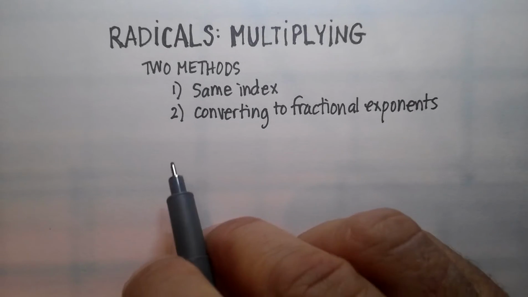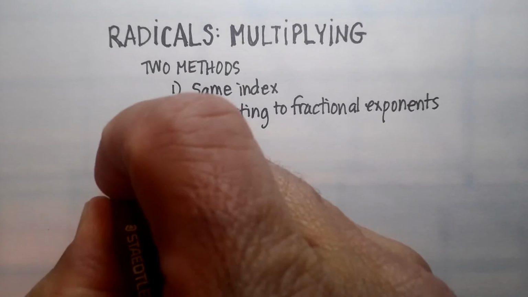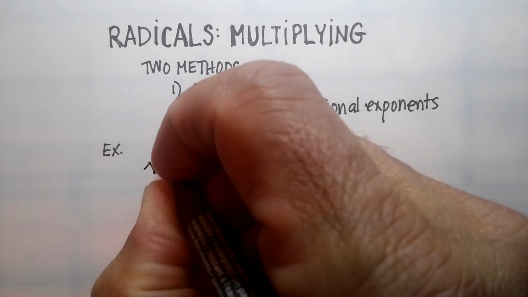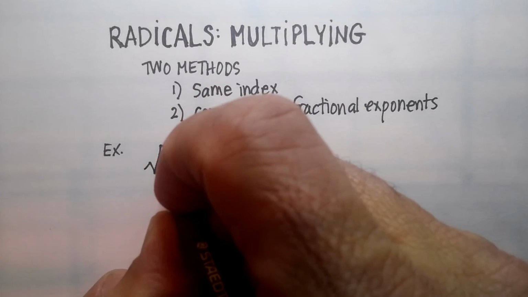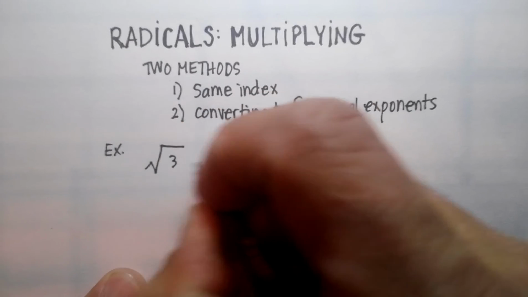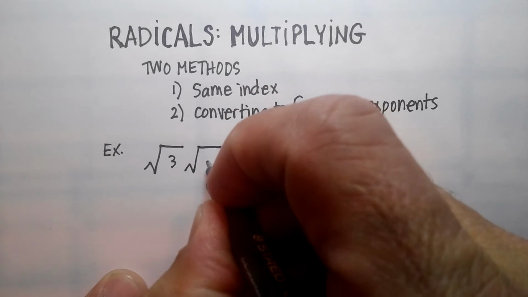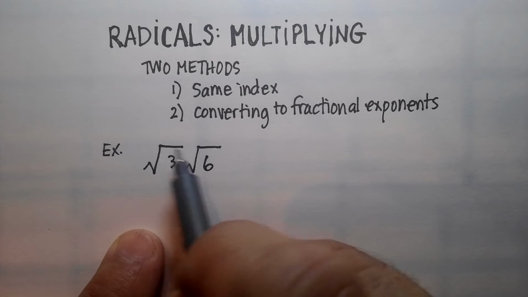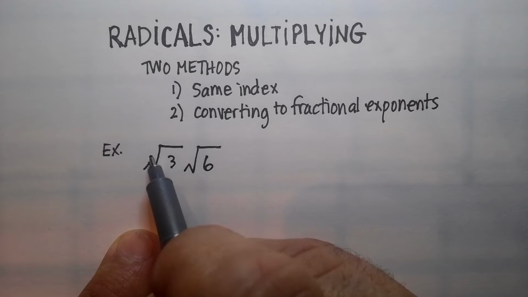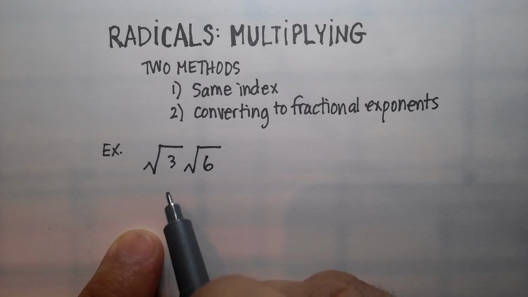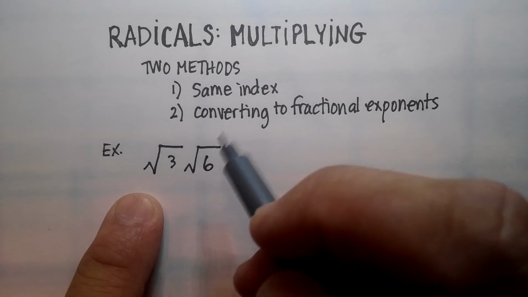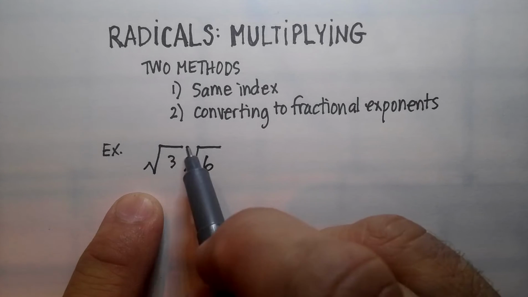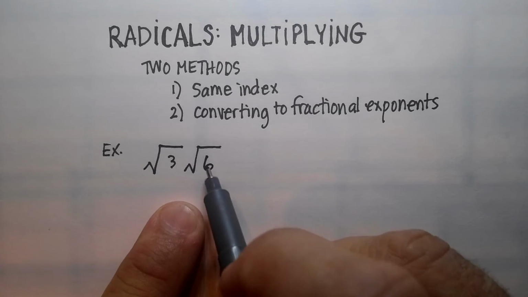Let's start with the first one. How do you multiply two radicals that have the same index? Now, remember what an index is. If I were to just take this problem, let's say the square root of 3 times the square root of, let's go with 6. Okay? Remember, the index is the number that's inside the crook of the arm, which is this little number right here. Now remember, when there's nothing there, we just know that it's a square. We assume that it's a 2. So in this case, what we're saying is the square root of 3 times the square root of 6.